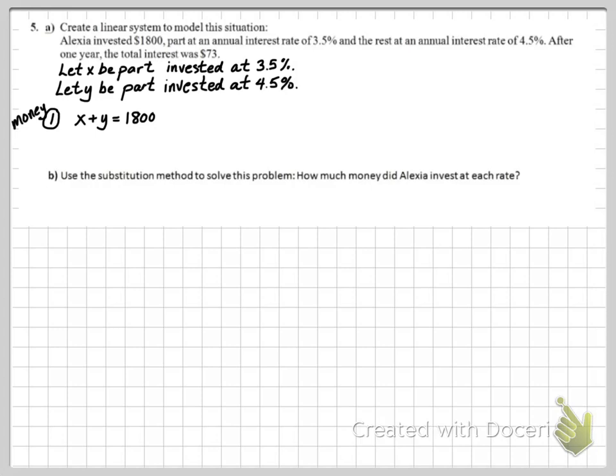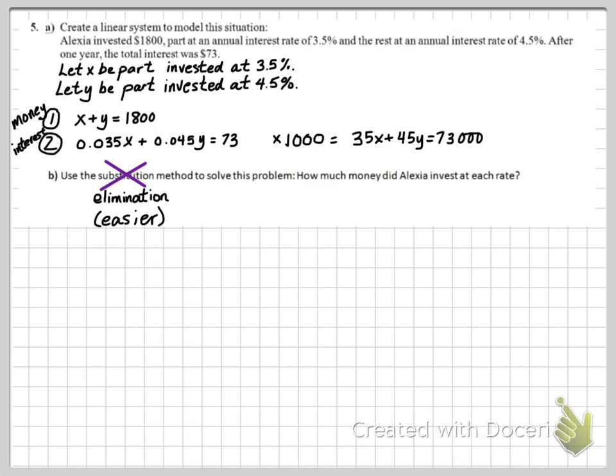The second equation is going to be about the interest earned. And the interest earned is going to be the part invested at x, which is 0.035x, plus the part invested at y, which is 0.045y, has to add up to $73. So now, instead of the substitution method, we're going to say, I want to use the elimination method. It's easier.